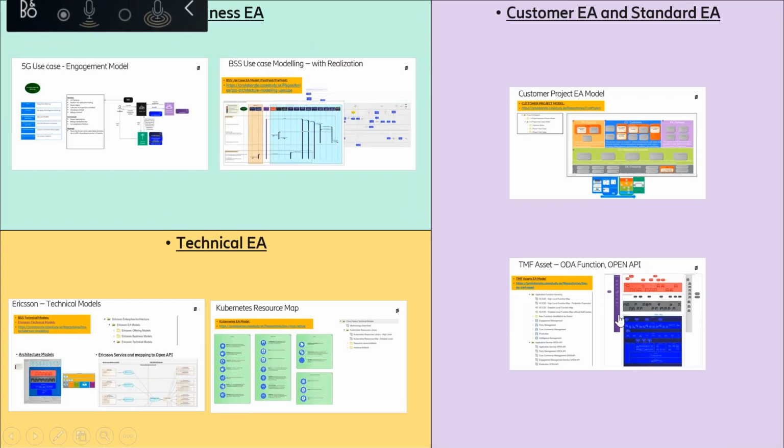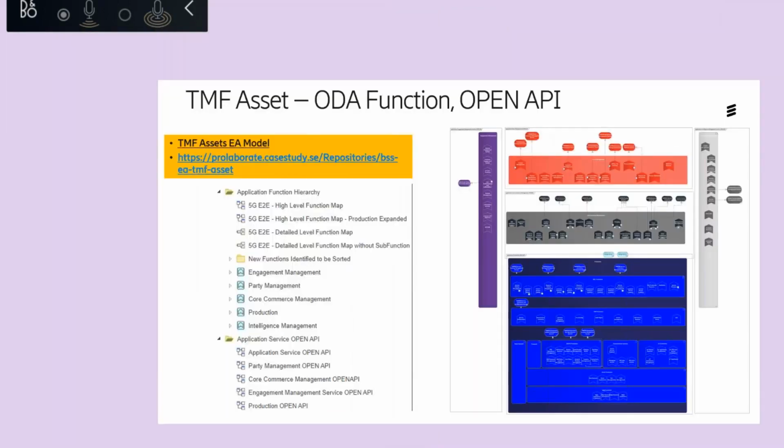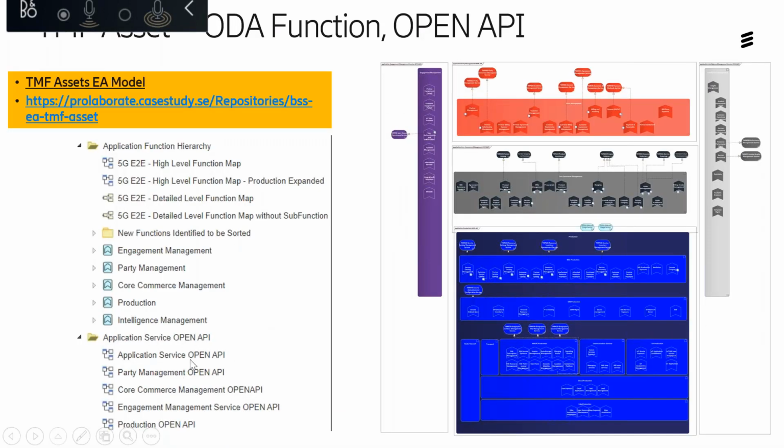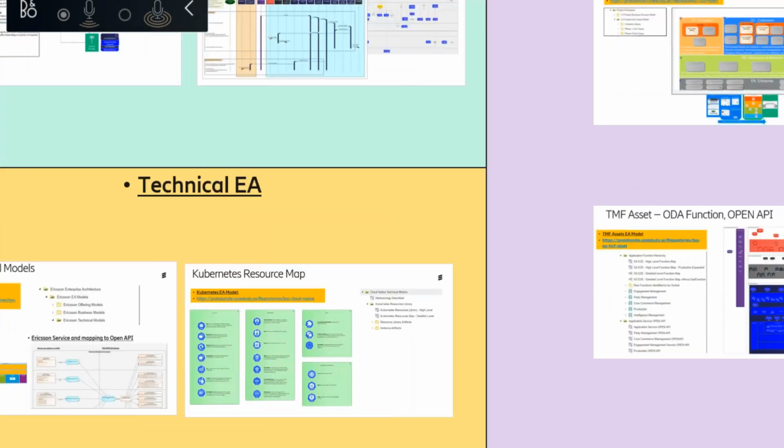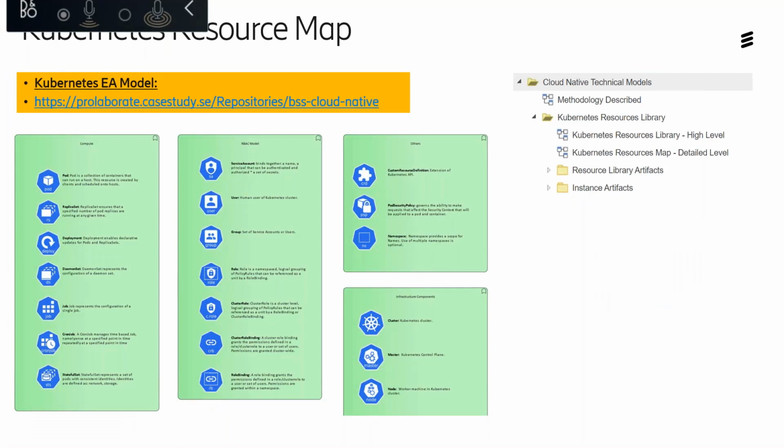As I said, we are also bringing in a lot of the assets from the TMF. We bring in all the Open API assets, and this is an ODA framework which comes from the TMF. We get all those assets, import them, and create a structure like this so that we can showcase to the customers all the standard environments and standard content that we have. Similarly, we do the customer projects, and we can also do some detailed technical models as well, like the Kubernetes model, the resource mapping, and things like that.